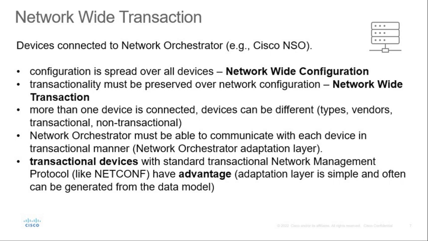This requires that all connected devices ensure some level of transactionality, either native or added by some layer. Because of device diversity, the network orchestrator must use its own adaptation layer to the device. Transactional devices with a standard transactional network management protocol, like netconf, have an advantage, as the orchestrator adaptation layer is simple and often can be generated from the data model. This is another reason for device transactionality adaptation with use of a standard management protocol.